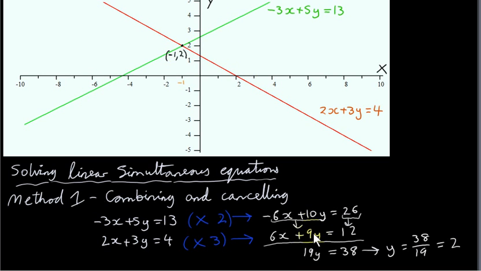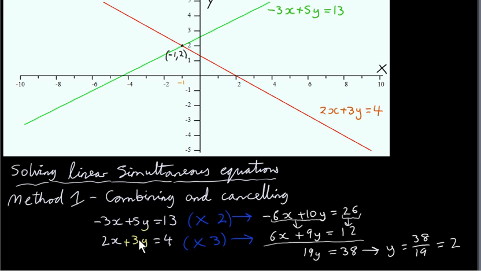Now, how do we find the x value? Well, we could follow this procedure again and try to cancel our y terms. We could actually multiply this equation up here by minus 3, so this term becomes minus 15y, and multiply this second equation by plus 5, so this term becomes plus 15y. And when we add the two equations, the y terms will cancel, and we can solve for x.